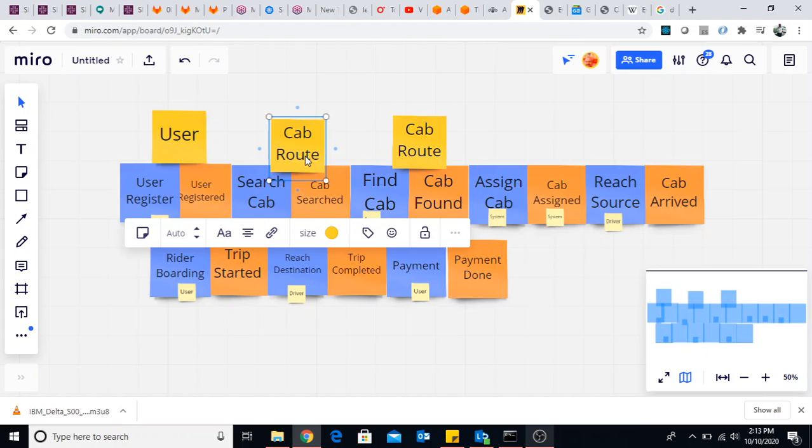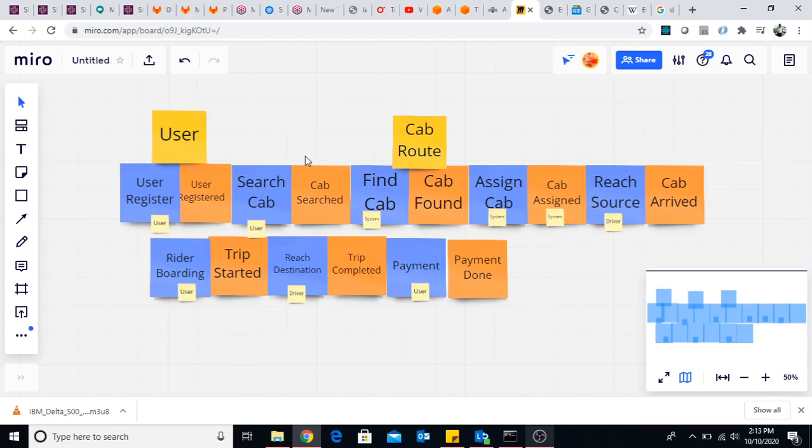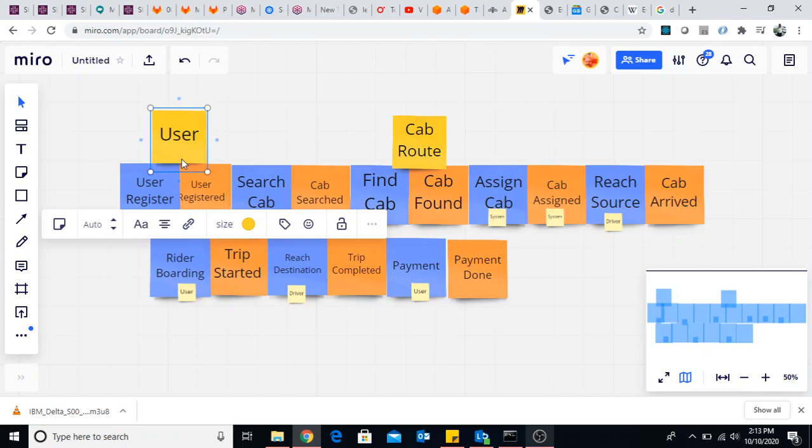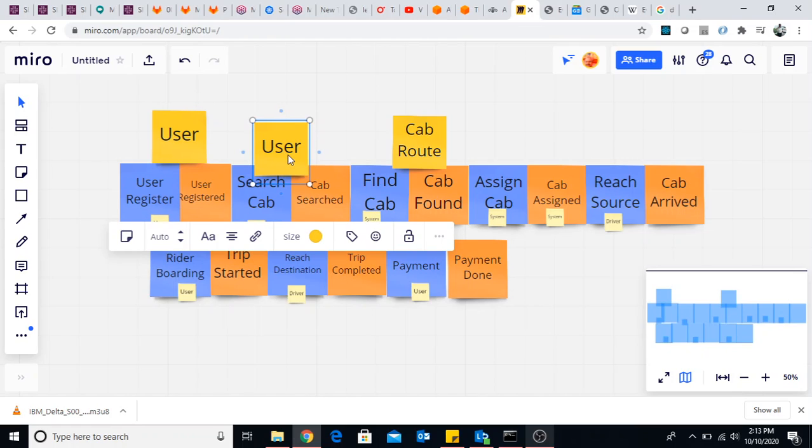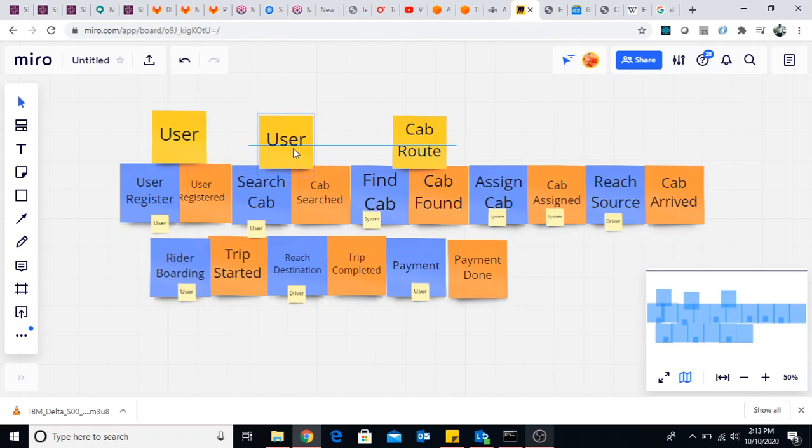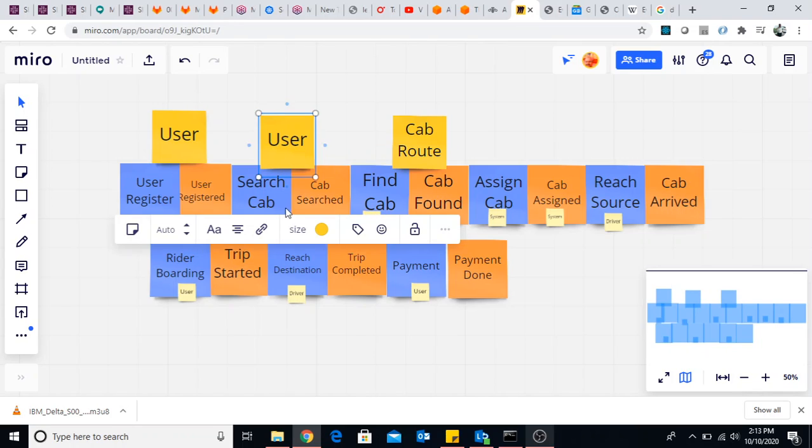It's not a cab route. Searching for the cab is just user aggregate. User is searching the cab. All the detail will be fed by user only. Or you can say cab aggregate. Why am I saying cab aggregate?